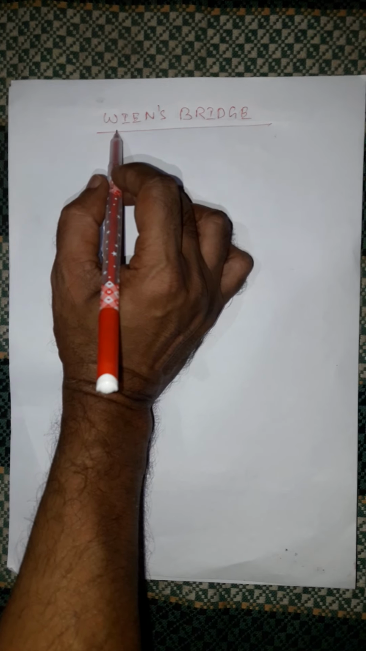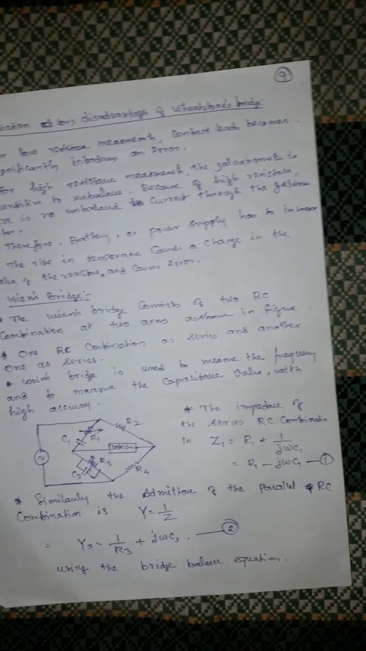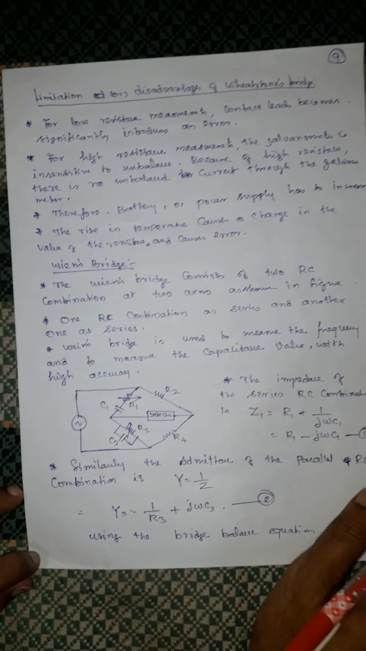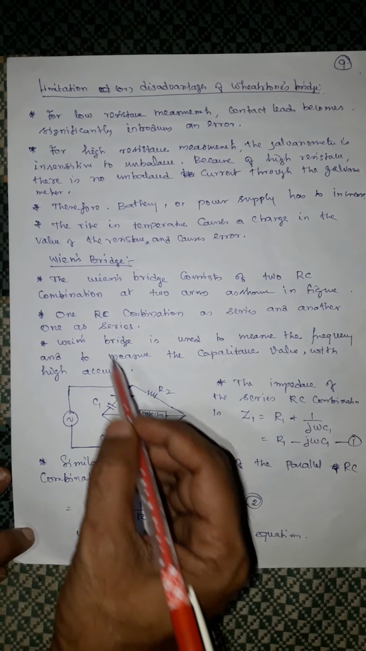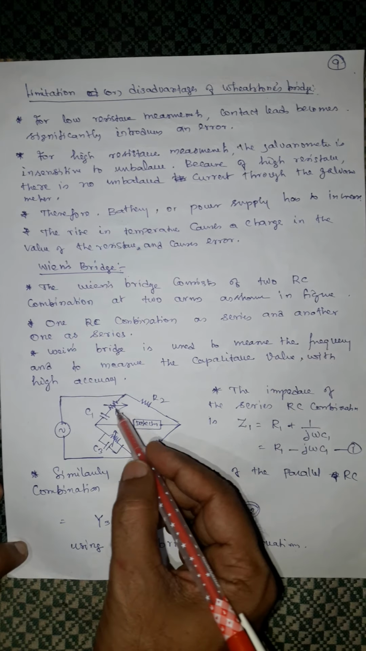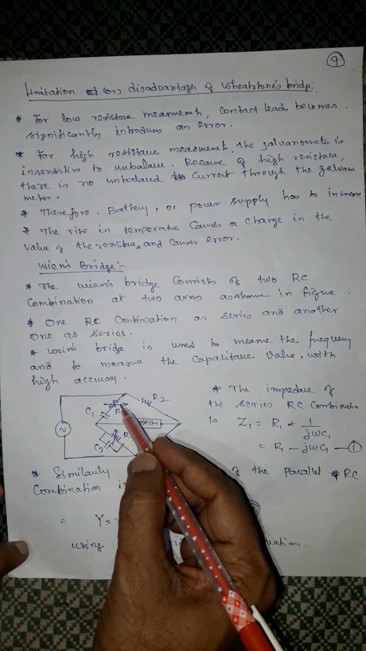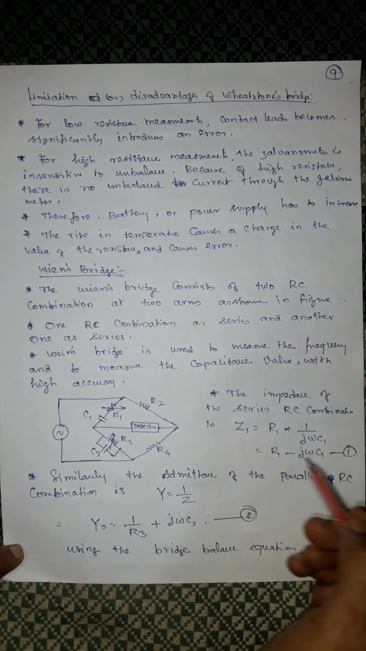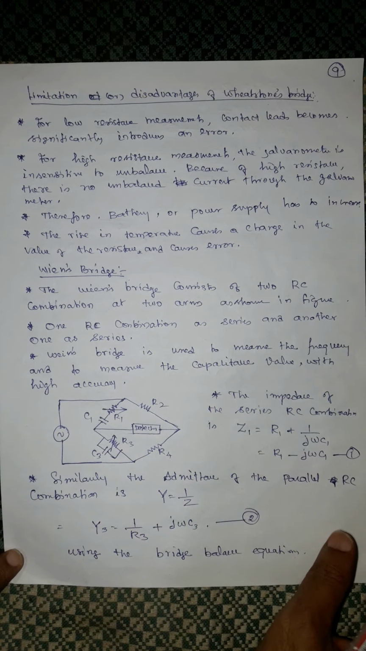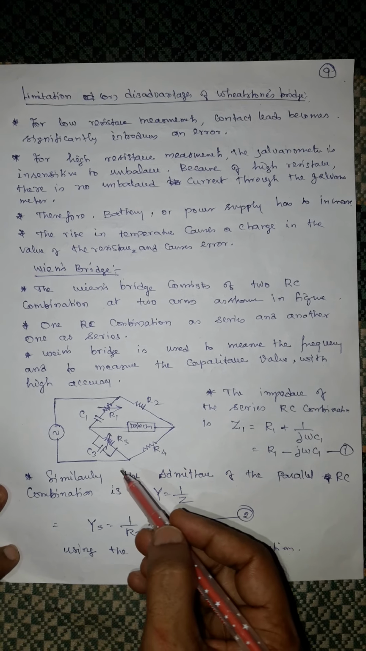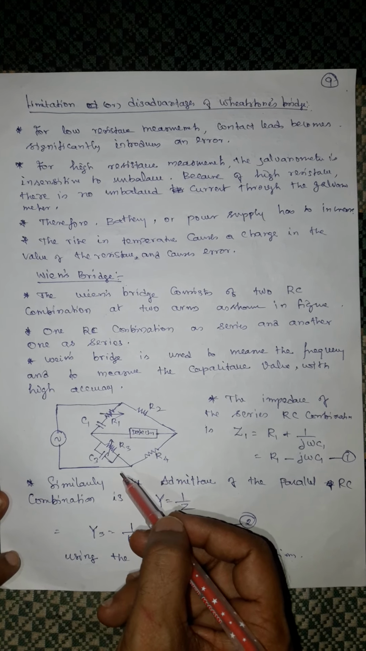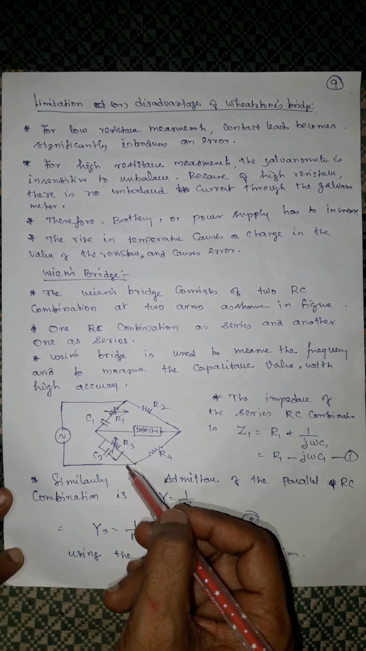Now the topic is Wien's bridge. Wien's bridge is shown in the diagram. It consists of two RC combinations in two arms, as shown in the figure. Here R and C are in series combination, and R and C are in parallel combination. Wien's bridge is used to measure the frequency and to measure the capacitance value with high accuracy.